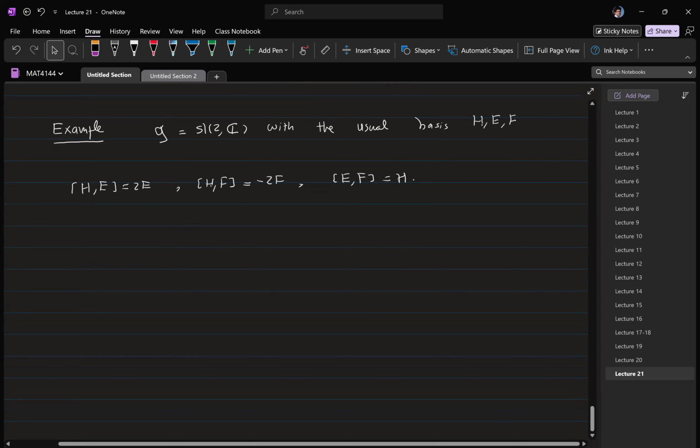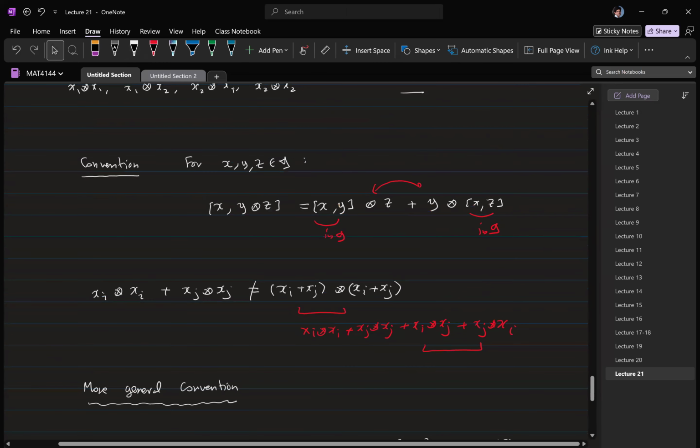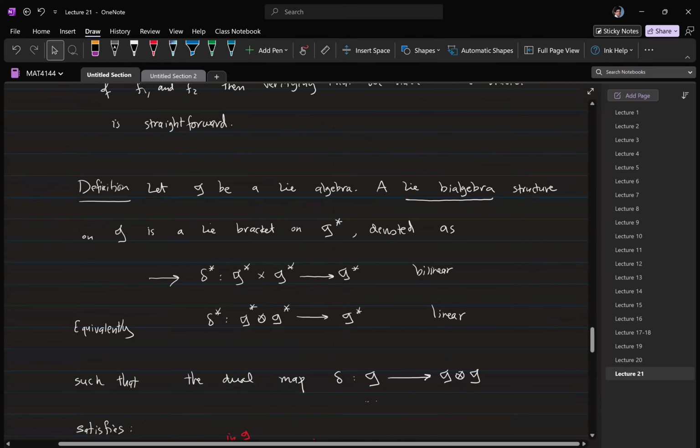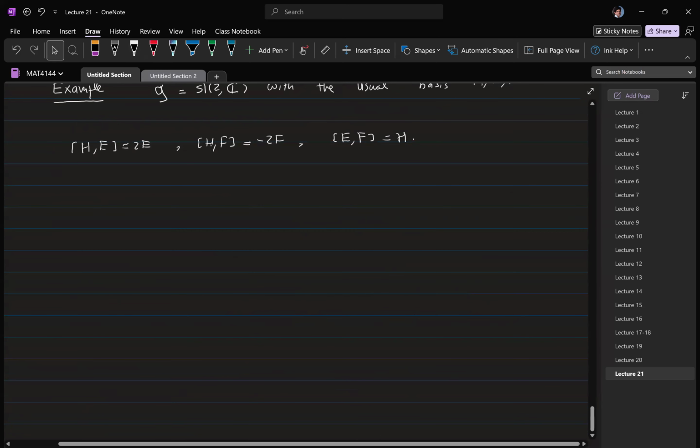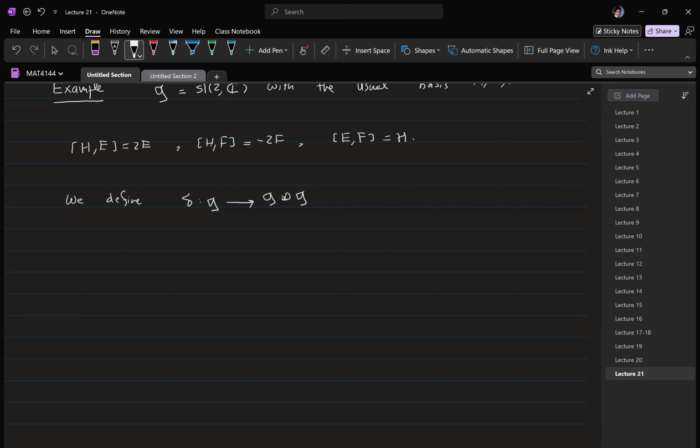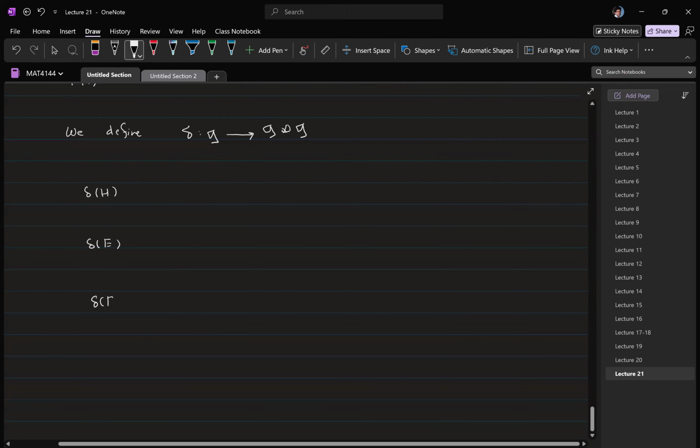So then here's a Poisson structure on this algebra. I have to define the bracket on G star, but rather than doing that, I define the delta, which is the sort of co-bracket going from G to G tensor G. So I have to give a linear map in this way, and it's enough to give its values on a basis. So I define delta of H, delta of E, and delta of F.